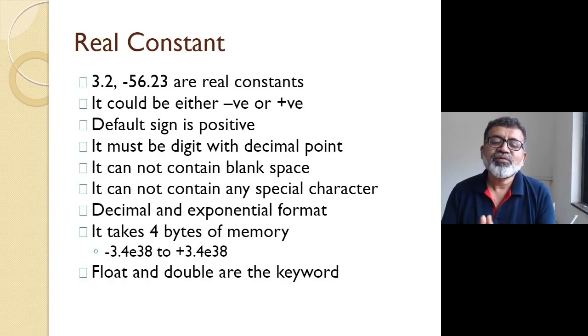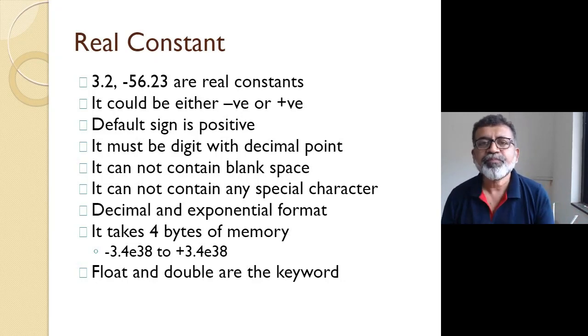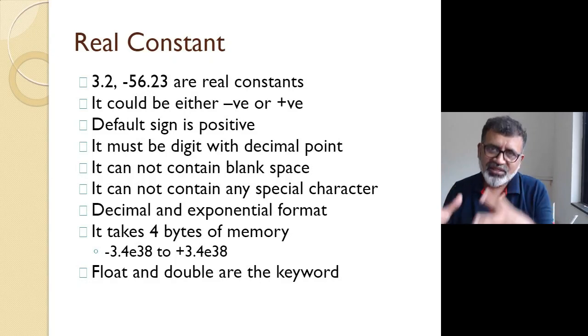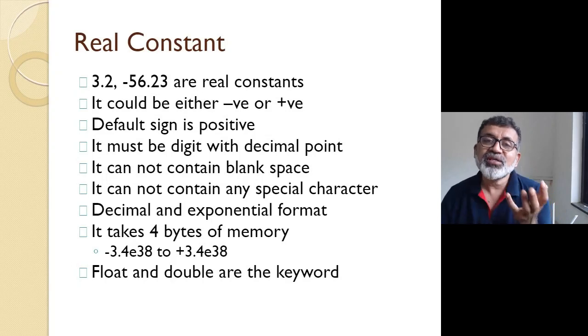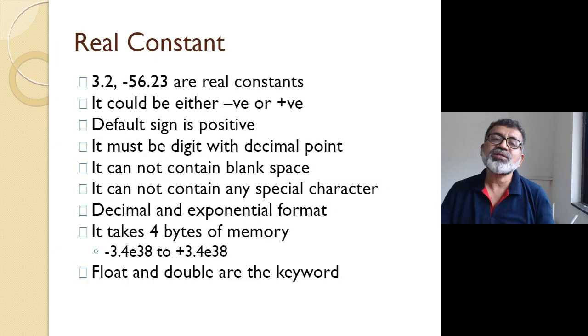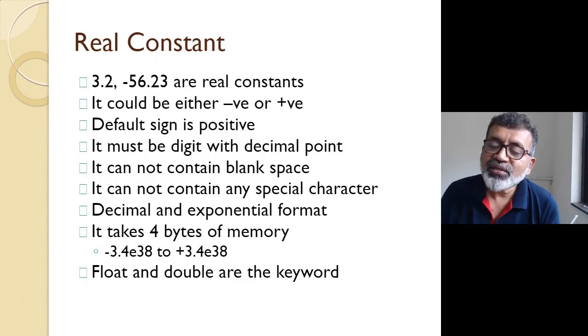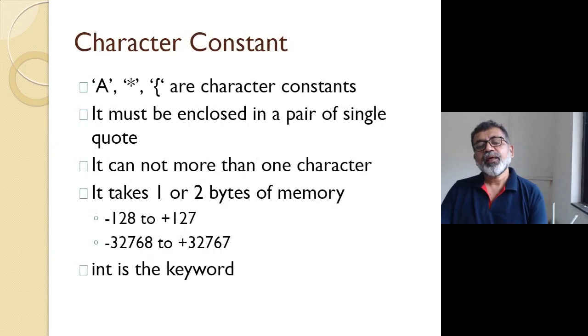It usually takes 4 bytes of memory when it is float. It can also be double, where the memory is doubled. The range is minus 3.4 e raised to 38, where e is 10, so 10 raised to 38. So a huge range is there. Real is not a keyword. Students sometimes make mistakes here. Real is not a keyword, but float and double are keywords.